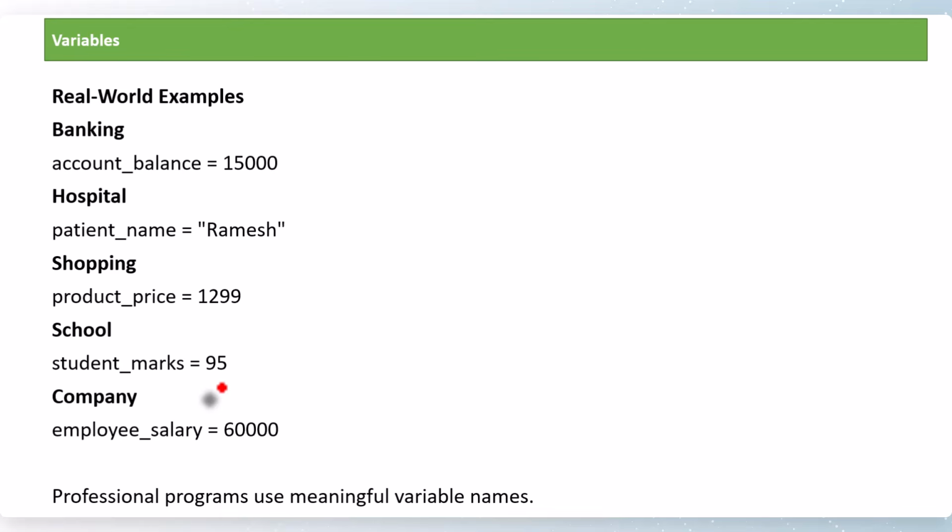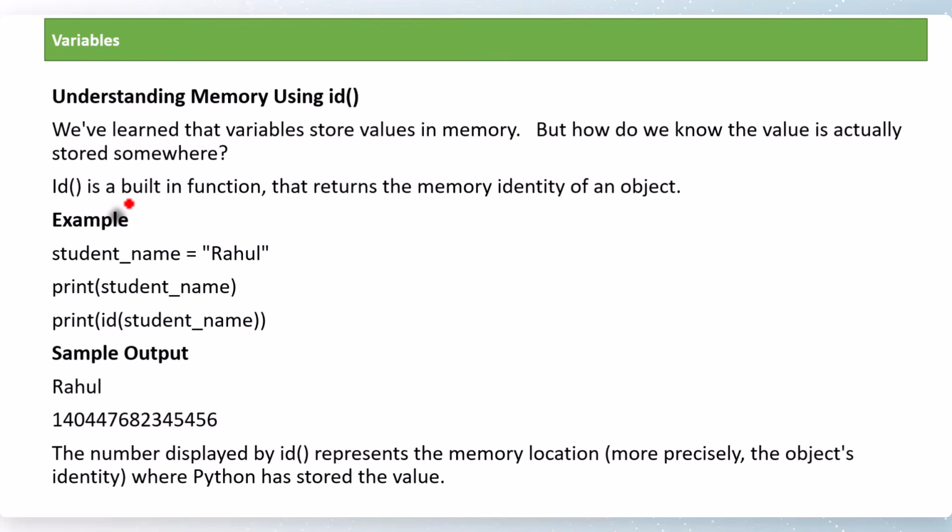So the professional programs are using some meaningful names instead of taking A, B, C, and so on. Okay, try to give some meaningful variable names. Now, as mentioned, when you create a variable, that value is stored in the memory. But how do we know that the value is actually stored somewhere in the memory?